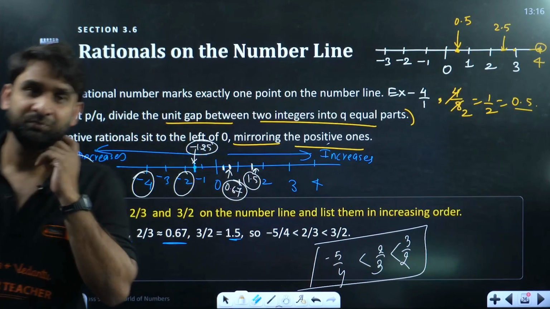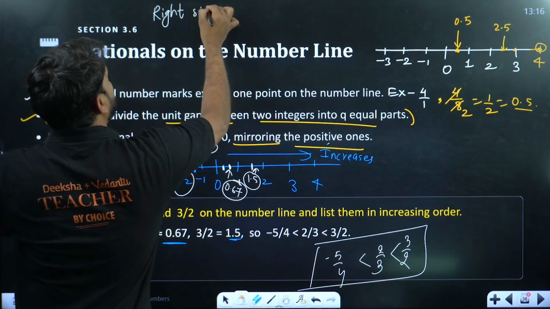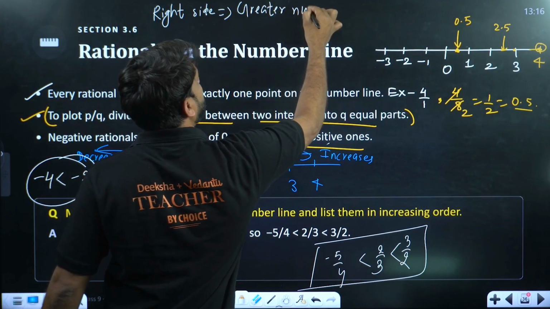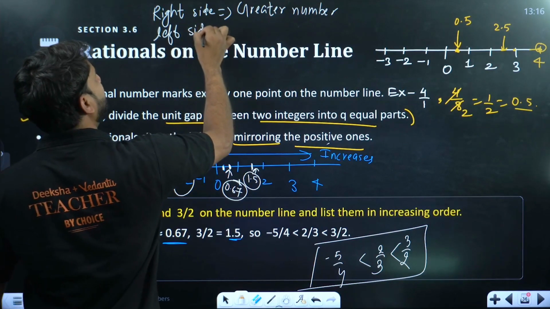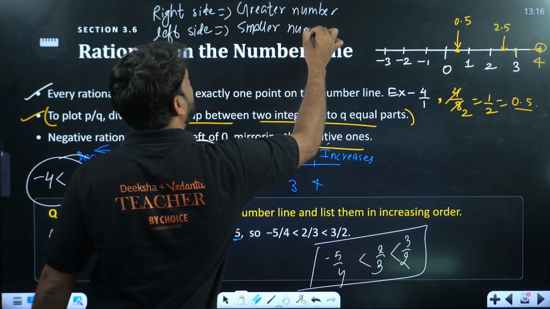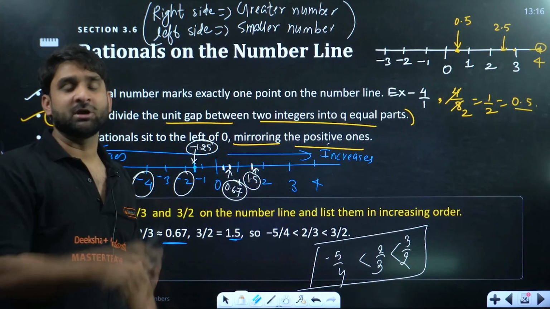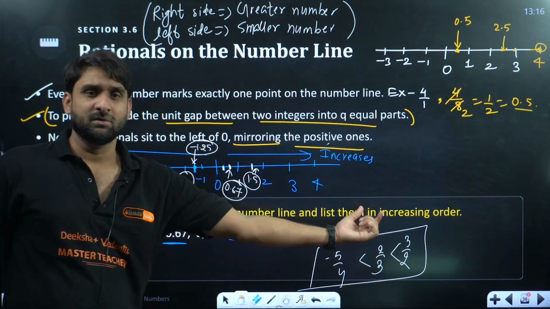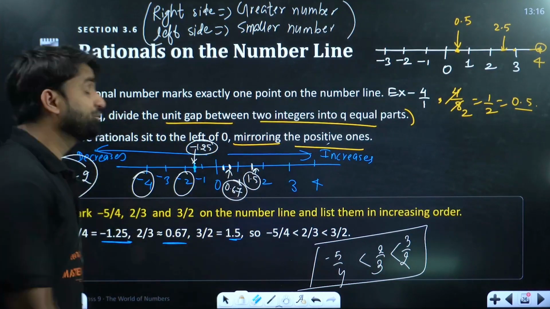Please keep it in mind. Right side greater number, and left side smaller number. So my dear, you can compare any fractional number. If you are comparing two rational numbers, the number which is to the right of the other number will be greater, and the number which is at the left side will be smaller. So please keep this in mind.